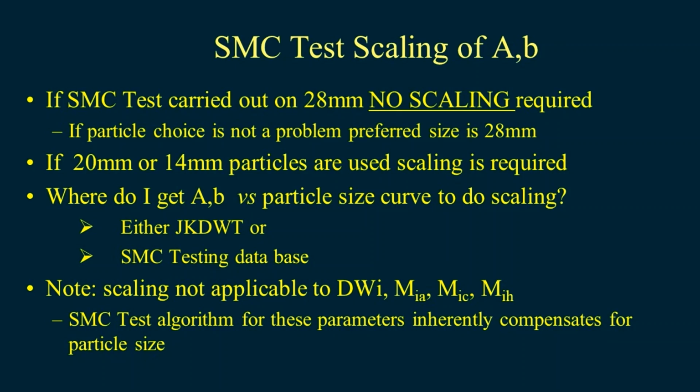Well, of course, you can either do a JK drop weight test, or the other choice is to use the SMC testing database. Before I go on a little bit more to tell you about the database, just remember, scaling only applies to the A and B values. It does not apply to all the other parameters from the SMC test. DWI, MIA, MIC, MIH, they are inherently scaled. You don't need to consider scaling at all.